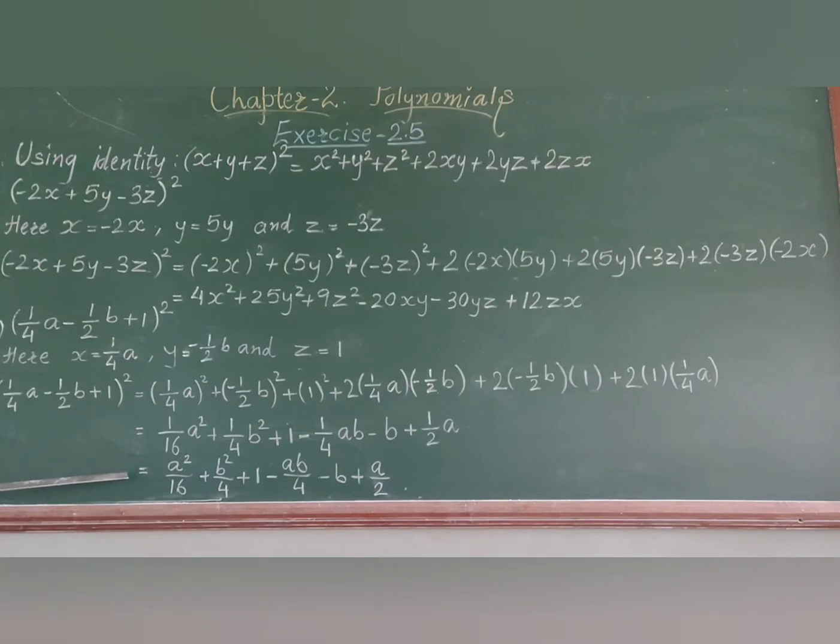We can write it like this also: a square upon 16 plus b square upon 4 plus 1 minus ab upon 4 minus b plus a upon 2. So the expansion of the given polynomial is a square upon 16 plus b square upon 4 plus 1 minus ab upon 4 minus b plus a upon 2.